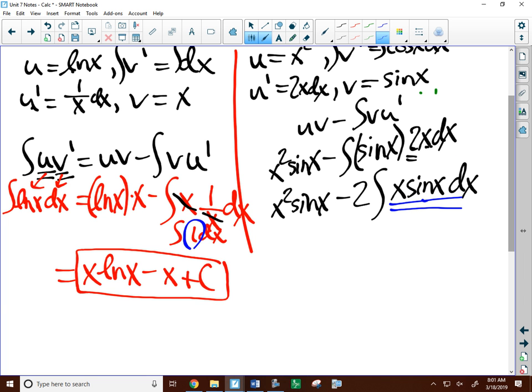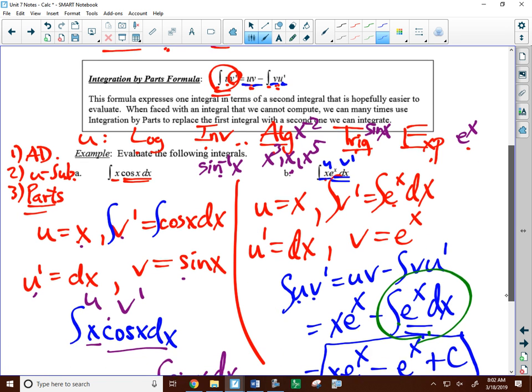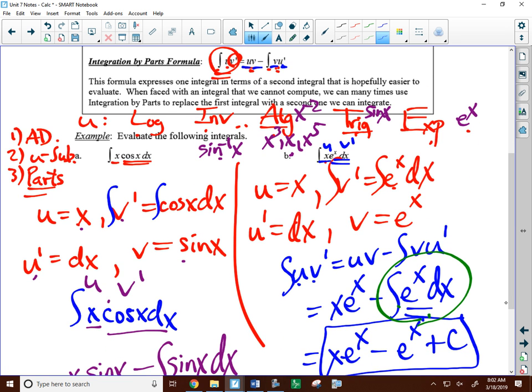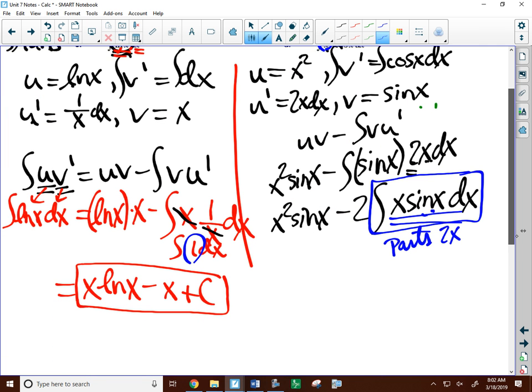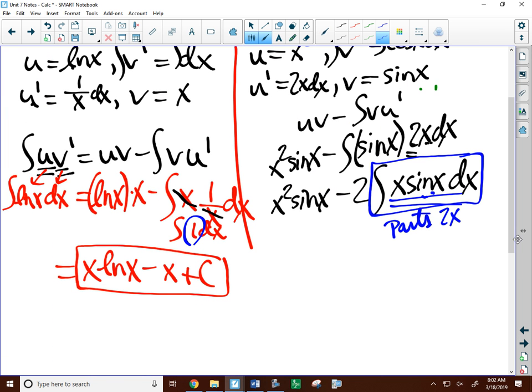Do it again. Do it again, thank you. So right here, I'll just write parts again, or parts 2 times, because right here we can do an integration by parts. X sine x, does that look similar to this one? Let's go back. First one, x cosine x. So what I'm going to do, it does end up working.